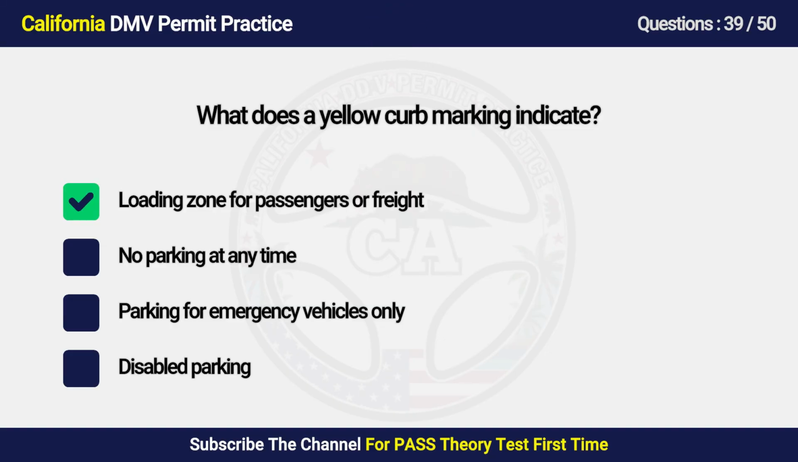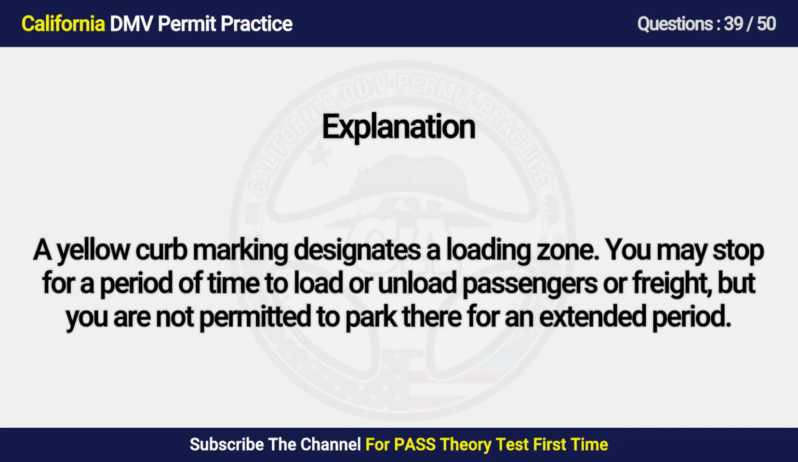Answer is A, loading zone for passengers or freight. A yellow curb marking designates a loading zone. You may stop for a period of time to load or unload passengers or freight, but you are not permitted to park there for an extended period.